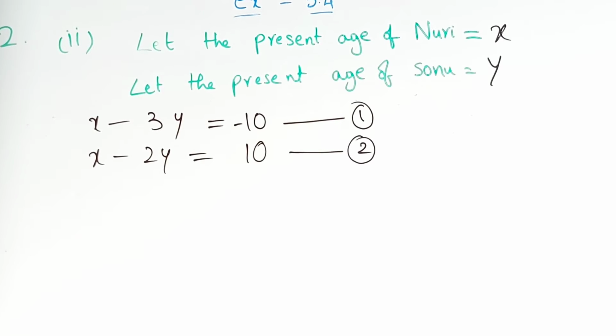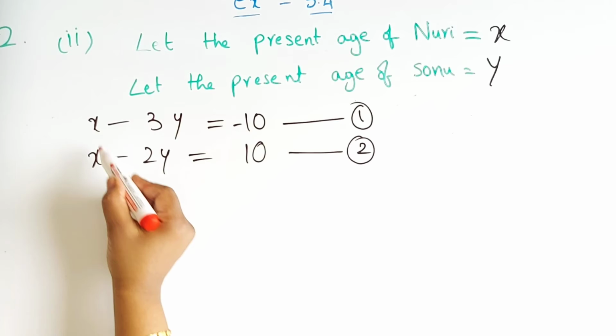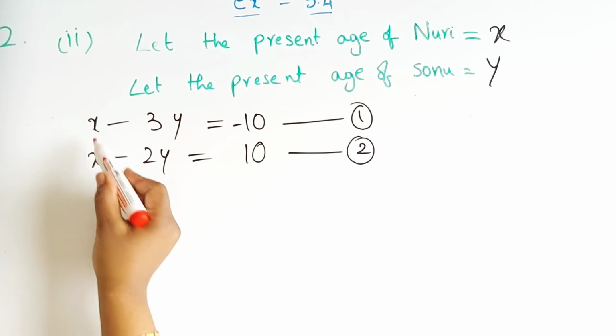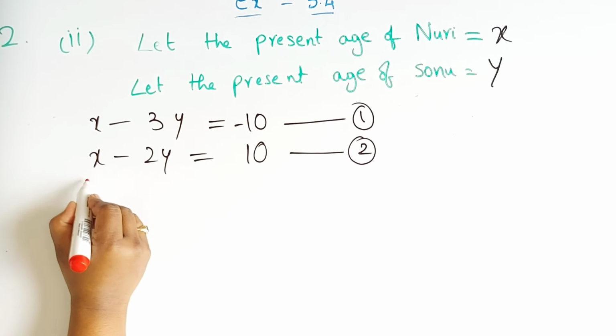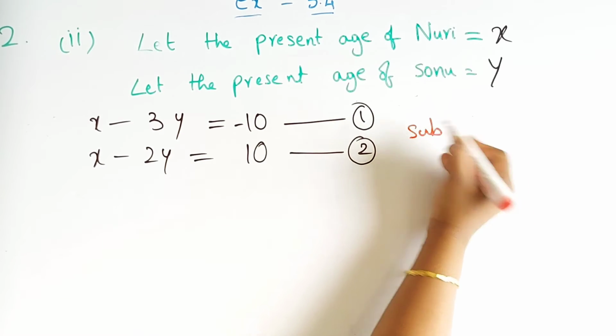Now we got the equations children. So let us solve by elimination method. Now observe these terms children. If we subtract, we can eliminate the x term. Right children? So here subtraction.